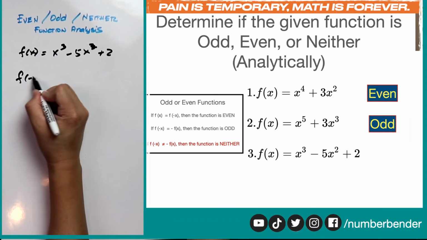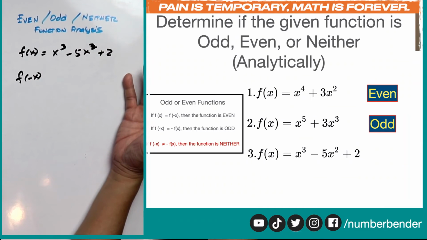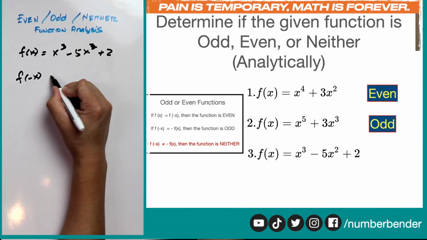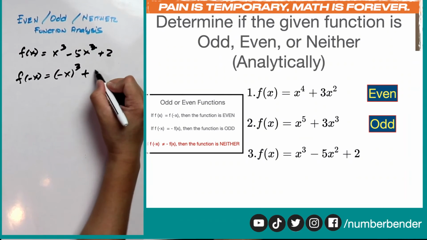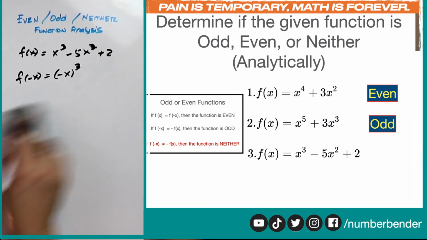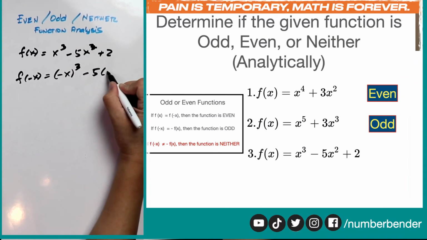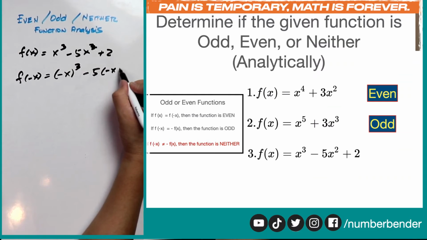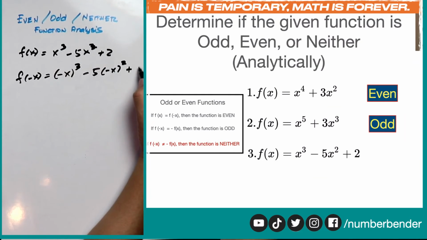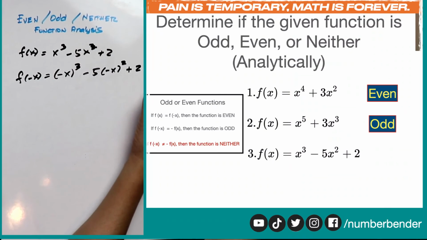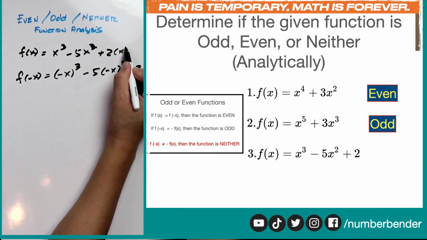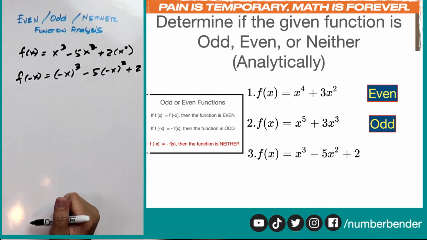And f of negative x will switch our signs. So we have negative x cubed, minus 5 times negative x squared, plus this will become 2 times negative x to the 0, because we know that a constant has a variable of x raised to 0, and we know that x raised to 0 is simply equal to 1.